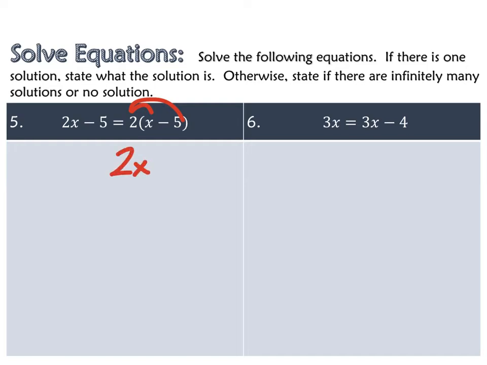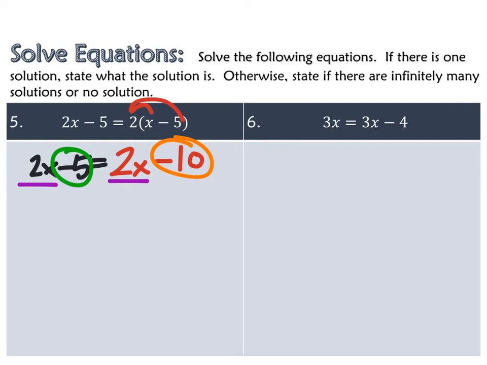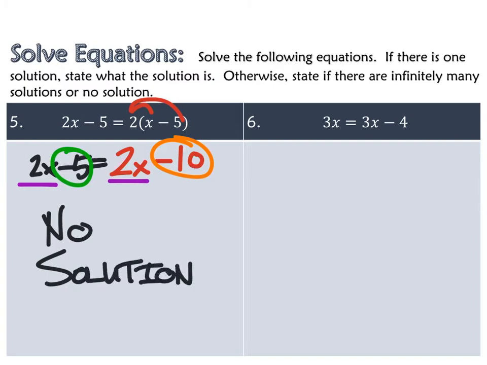So 2 groups of x is 2x, and 2 groups of negative 5 is negative 10. Well, this gives us 2x minus 5 equals 2x minus 10. Well, the 2x's match, that's okay, but see how this one's minus 5, but this one's minus 10? Since the x's are the same, but we're adding or subtracting something different, automatically this one ends up as a no solution problem. Now if you continued solving that, that'd be fine. You'd end up with like 0 equals negative 5, maybe 5 equals 0, something like that, depending on how you solved it.